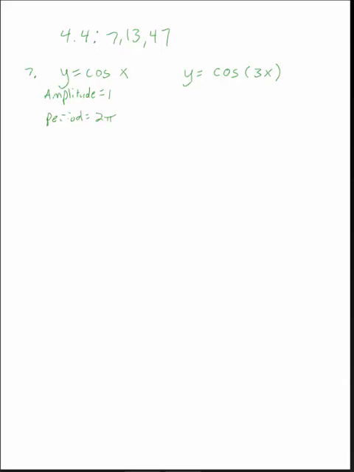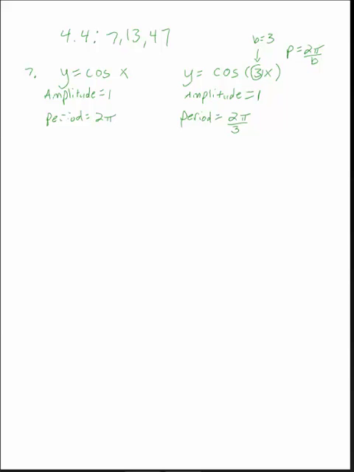Well, with the graph of y equals cosine 3x, the amplitude here is still 1. We've not stretched the function out vertically at all. So the amplitude is still 1, but the period is going to be 2 pi over the b value, which is 3. Our formula for period is that the period equals 2 pi over b. So it looks like the period's 2 pi over 3.